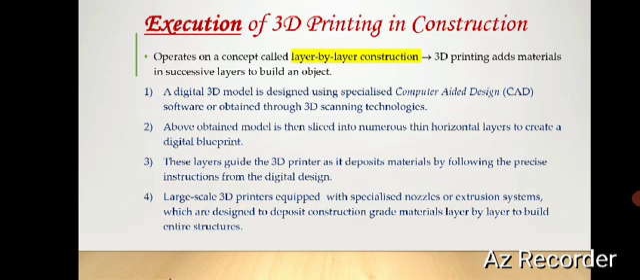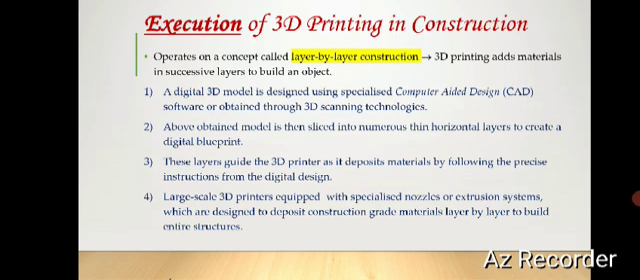How 3D printing is executed in construction industry. 3D printing operates on a concept called layer-by-layer construction, that is, 3D printing adds materials in successive layers to build an object. The first process is a digital 3D model is designed using specialized computer-aided design, CAD software, or obtained through 3D scanning technologies. The obtained model is then sliced into numerous thin horizontal layers to create a digital blueprint. These layers guide the 3D printer as it deposits materials by following the precise instructions from digital design.